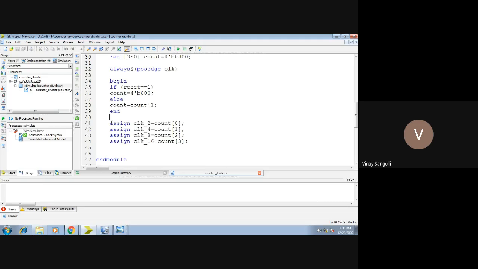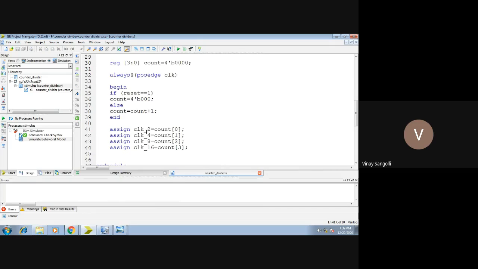And another very important thing, we are writing here assign. You might have got a confusion that assign doesn't come in behavioral description, it comes in data flow description. It can be used because we are using it outside your always. Always is getting over here, and we have used it outside your always, so it's okay to use assign. Okay, assign clock underscore 2, then first LSB, then we'll be getting divided by 2. If the next bit, it is divided by 4. Finally, if the third bit, then it will be giving you the answer of divided by 16. So this is how it will be going.